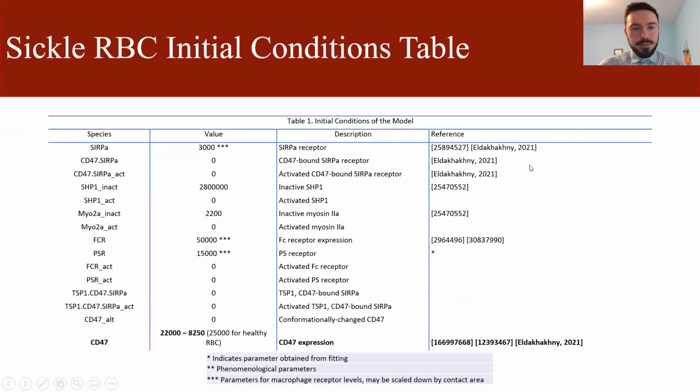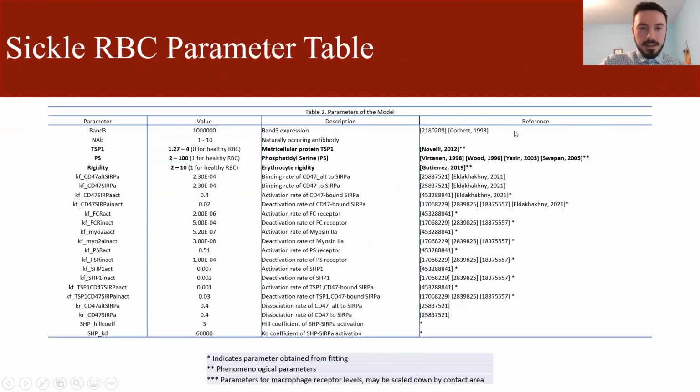And this is just a slide presenting the initial conditions of the sickle red blood cell case with the varied initial conditions. And that just includes the CD47 measurement. And this table shows the sickle red blood cell parameter table with the varied parameters. And these include TSP1, PS, and rigidity.